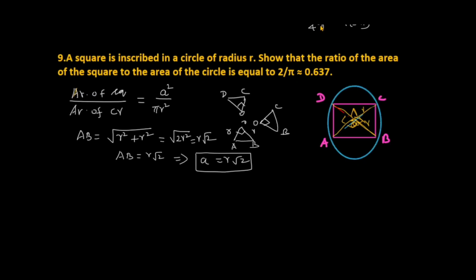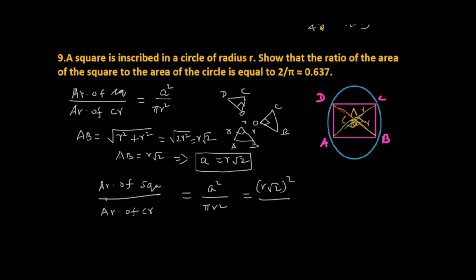Now find the ratio of the area. Area of square divided by area of circle is equal to a squared divided by pi r squared, is equal to R root 2 the whole squared divided by pi r squared, is equal to r squared into 2 divided by pi r squared. Cancel. So 2 by pi, when we are replacing pi value 3.14, 2 by 3.14, which is approximately equal to 0.637.